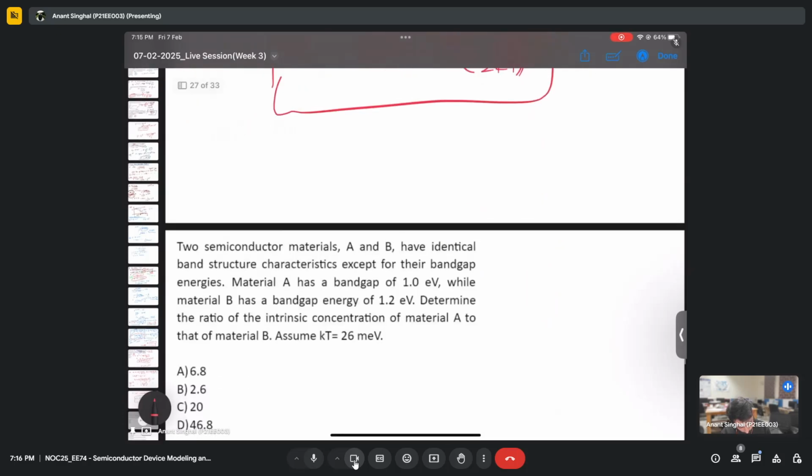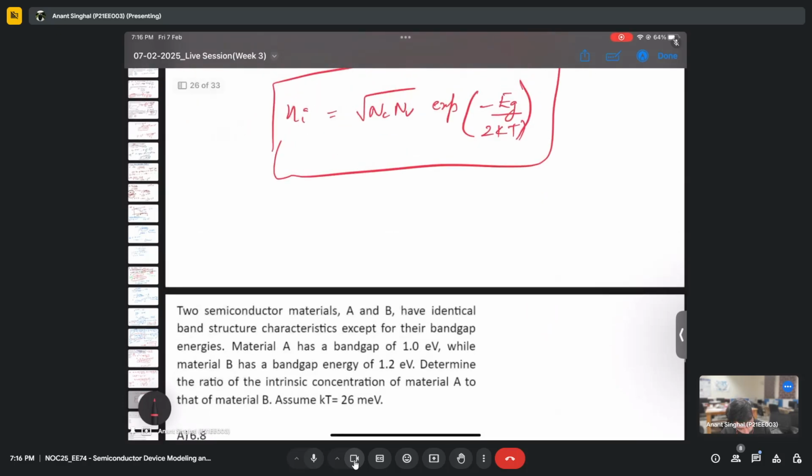So now you can try to do this. We have two semiconductor materials A and B having identical band structure except for their band gaps. Material A has a band gap of this, B has a band gap of this. Determine the ratio of their intrinsic carrier concentration. This is very easy now, but yeah, do it. Let me know the answer. Maybe you can take 2-3 minutes. That is fine.